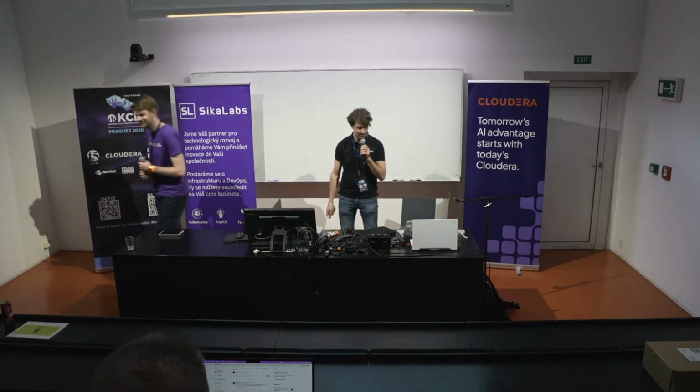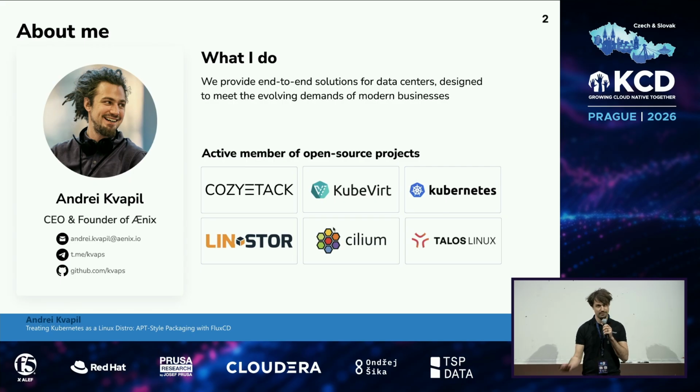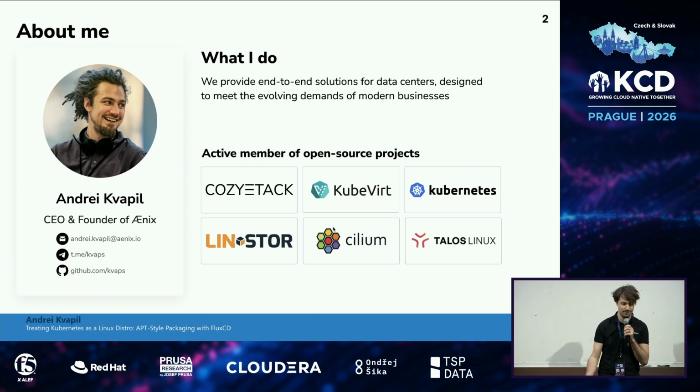All right. So a few words about myself. I'm CEO and founder of Enix. We develop Cozystack. This is an open source solution which allows you to automate data centers and solve various stuff around Kubernetes. You may know me from various communities, especially Cozystack, LINSTOR, KubeVirt, Talos Linux, Cilium, and so on.